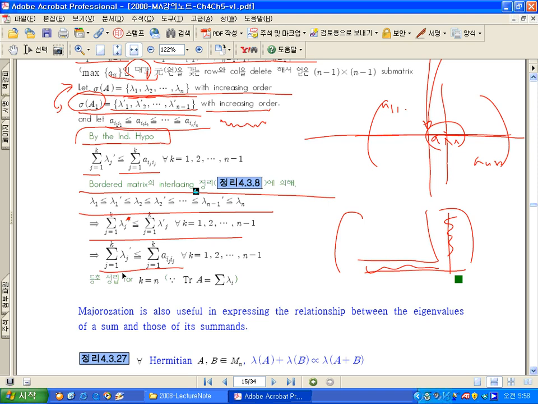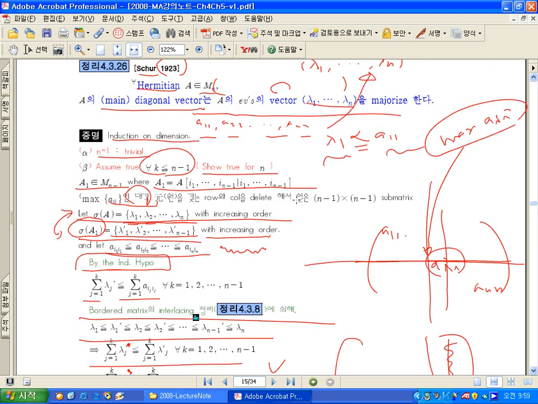And finally, the equality holds when k is equal to n, because trace of A is the same as the summation of all eigenvalues. It concludes the proof. So it is majorized. So we have shown the set of eigenvalues is majorized by the set of main diagonal entries by mass induction.